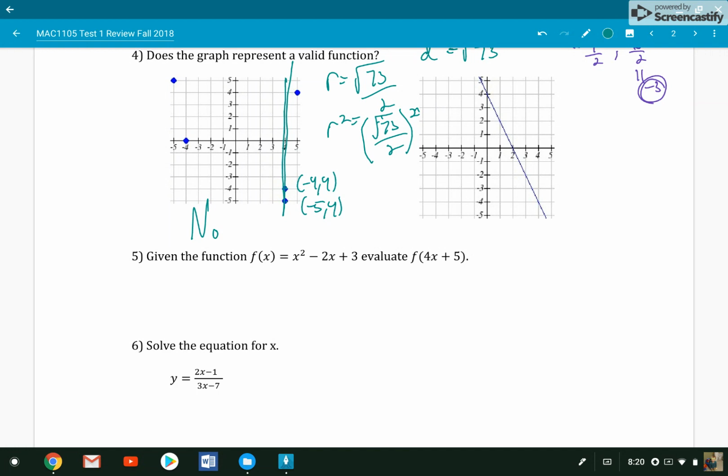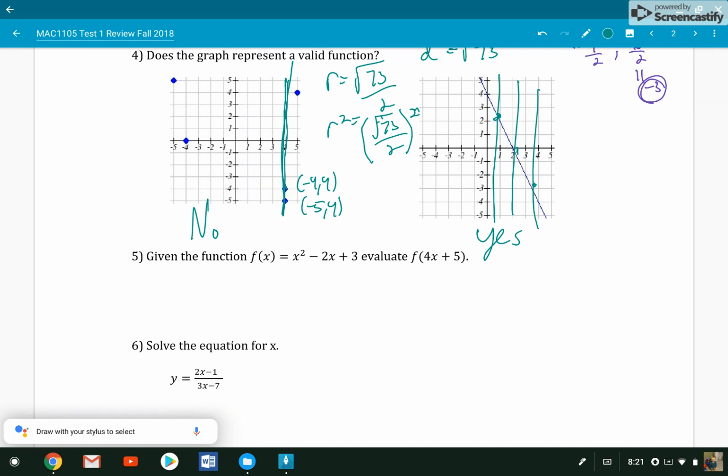Same y value. This is not a function. Whereas this linear graph over here, yes, this is a function. No matter where you draw a vertical line, it will only cross the graph one time, here or here. So each vertical line only crosses once, where this vertical line crosses the dots twice. So that was a no.